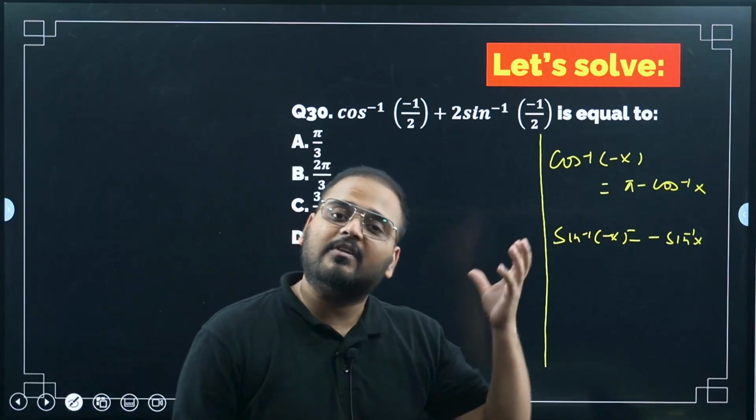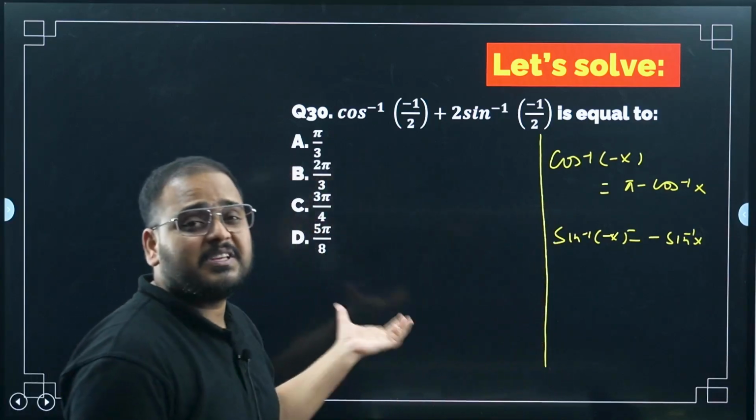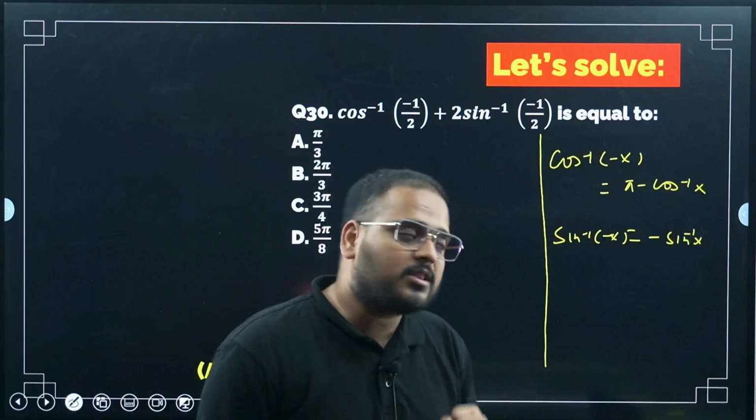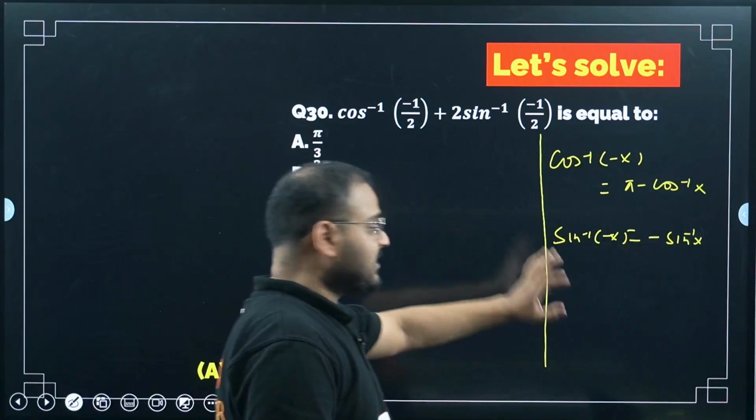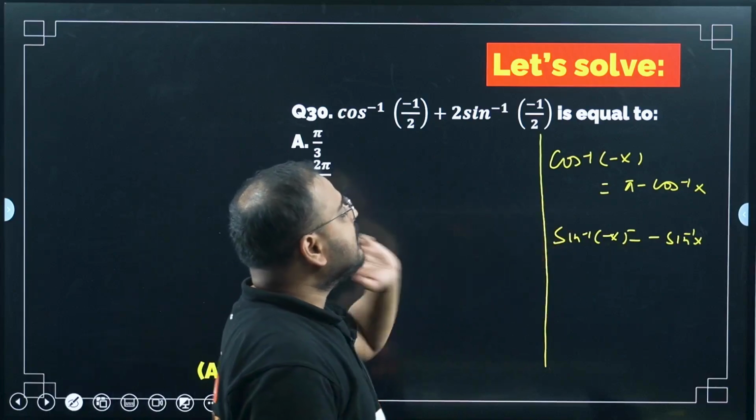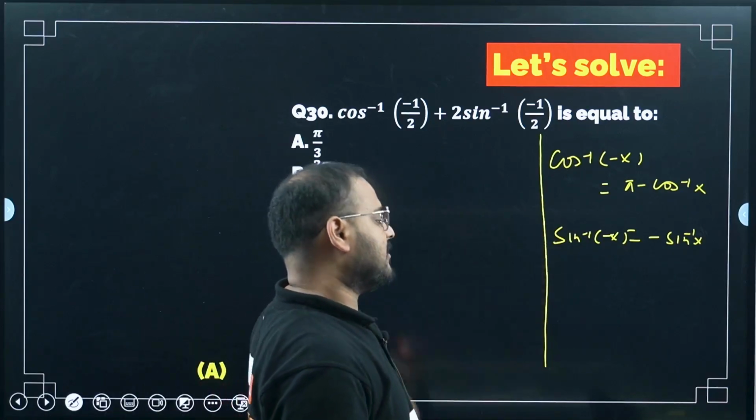As you can see, whatever we have learned is becoming useful to solve this mock series. So make sure that you have learned all the concepts. Sine inverse of minus x is minus sine inverse of x, in the domain only, in the domain that is given for cos inverse and sine inverse of x.